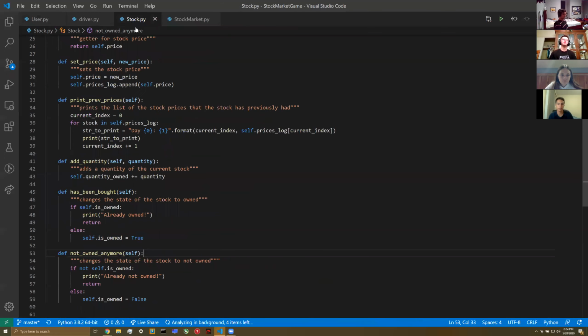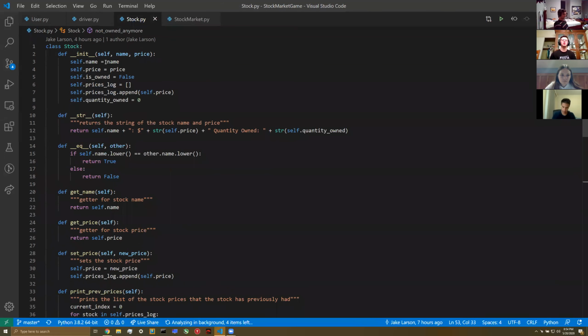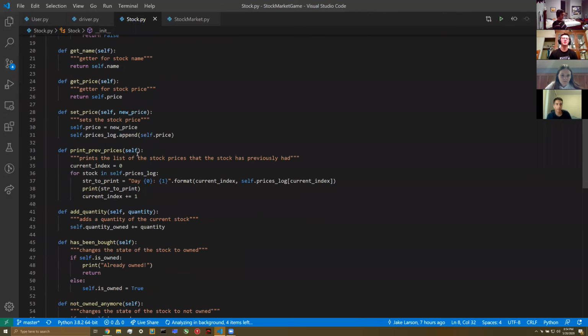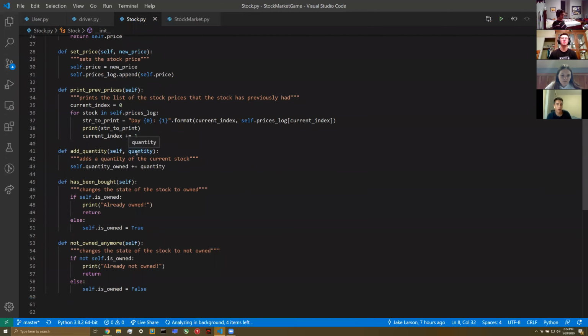For the stock module, that's just the objects of the individual stocks. So this has information like the name, the price, and if it's owned or not, and if so, how many are owned. And this is where we wrote a string method and an equals method. And this is basically the setting price and just the simple stock.